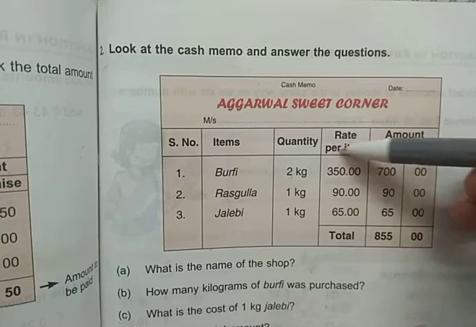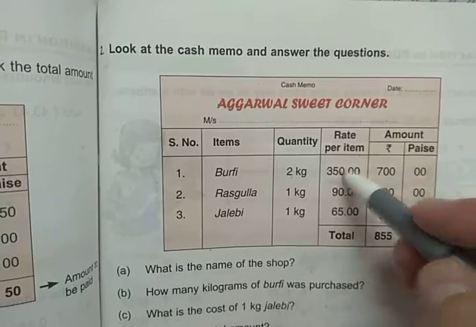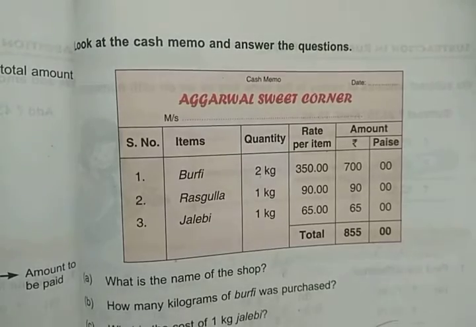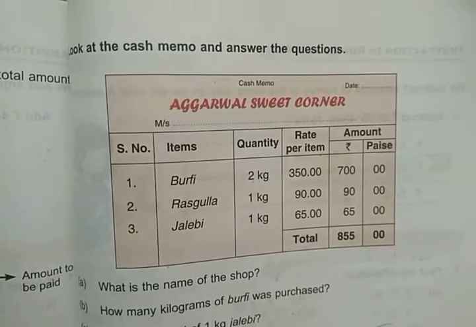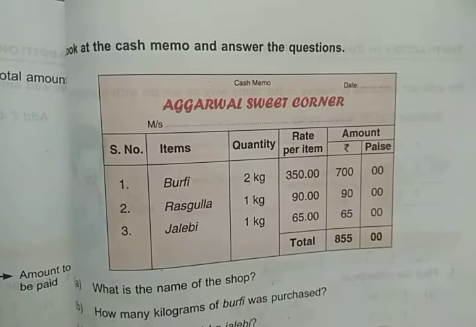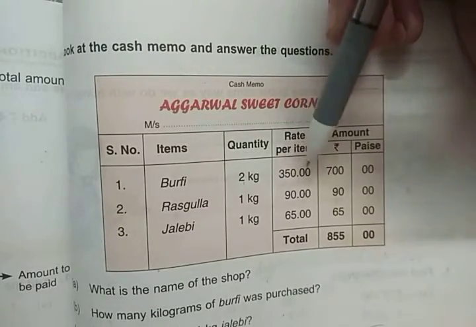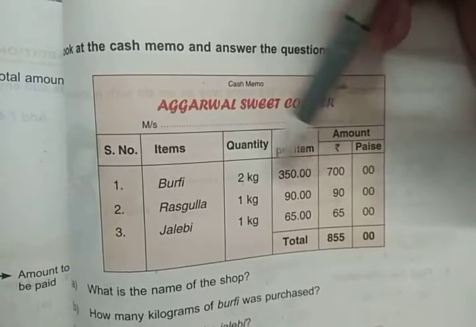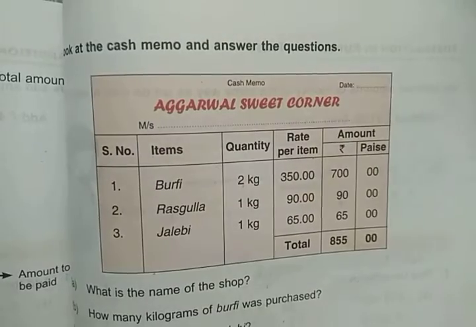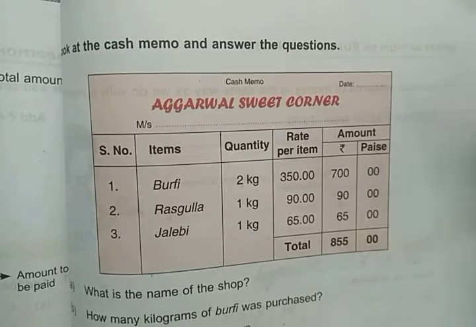And rate per item. Per item means not the cost of one barfi. It is the cost of 1 kg barfi. Right? Rate per item in this case it is different because barfi हम pieces में नहीं लेते हैं. We purchase बर्फी, रसगुल्ला एंड जलेबी in kilograms. उनका weight measure करके हम purchase करते हैं. So here this is the cost or rate of 1 kg barfi. This is the cost of 1 kg rasgulla and this is the cost of 1 kg jalebi. Because हम इनको weight measure करके लेते हैं.